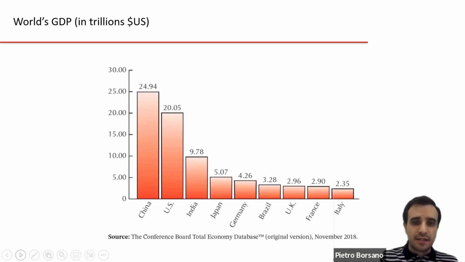Another interesting trend, which we can see from the increased role of globalization, is the GDP of different countries, with the overall GDP of China overtaking the US. Here you can find data from 2018, with China first, then America, India, Japan, and so on.